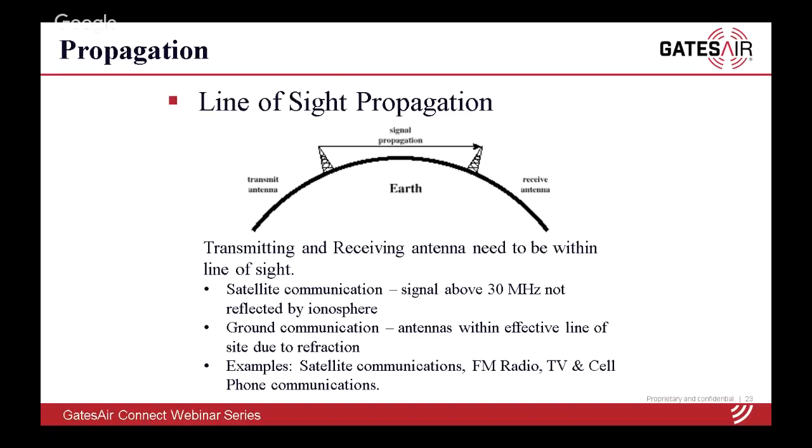So we get to line of sight propagation. The transmitting and receiving antennas need to be within line of sight. For satellite communication, signals above 300 megahertz are not reflected by the ionosphere. For ground communication, antennas have effective lines of sight due to refraction. Examples are satellite communication, FM radio, TV, and cell phone communications, which are also line of sight.